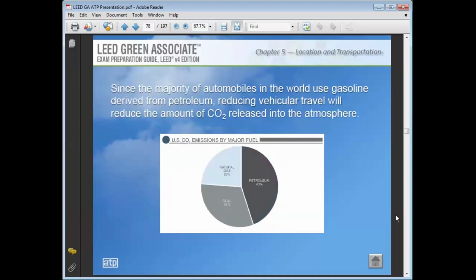Now, if we look at this with respect to emissions by major fuel basis, you can see 43% belongs to petroleum. Since the majority of automobiles in the world use gasoline derived from petroleum, reducing vehicular travel will reduce the amount of CO2 released into the atmosphere. That means on the basis of the criteria for site selection, we have to see in what ways the end users need to use less fuel for their survivability, for their livability, for their daily needs, and can eliminate that component by reducing the usage of their vehicles.